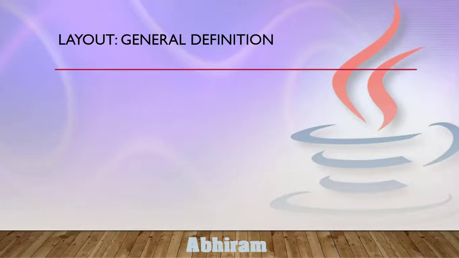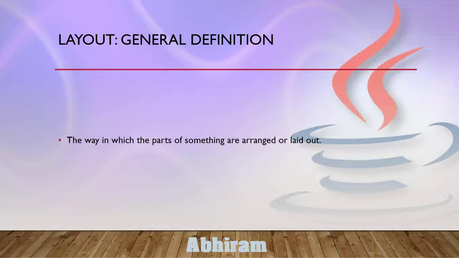How do we define a layout? The way in which the parts of something are arranged or laid out is called a layout. Relating this to programming, the way in which texts or pictures are set out on a page, or the process of setting out material on a page, is known as a layout.